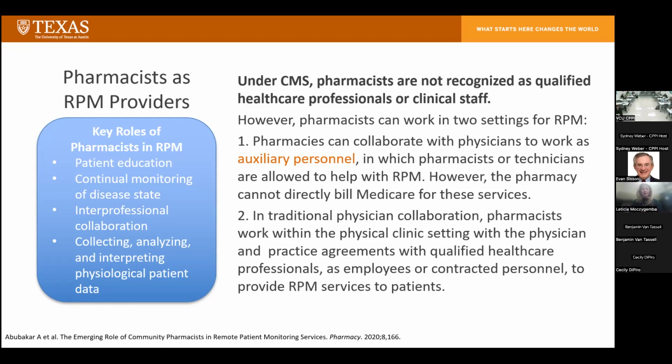Now, in a traditional physician collaboration, this works very well. If we think about a primary care clinic where a pharmacist and a physician are on site, they might have a practice agreement, and they are employees or contracted personnel providing the service. So the opportunity for community pharmacy really came in 2020, when the CMS guidelines changed the supervision of auxiliary personnel from direct supervision, which meant that a pharmacist would have to be in the same physical site as a physician, to general supervision. Because general supervision allows you to be at different sites, a community pharmacist could now think about collaborating and contracting with the physician to provide this service.